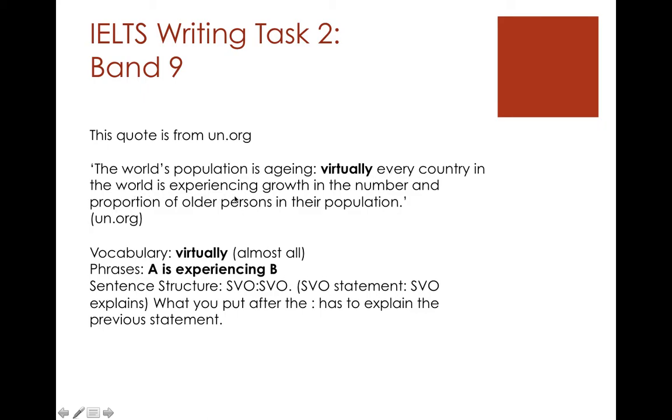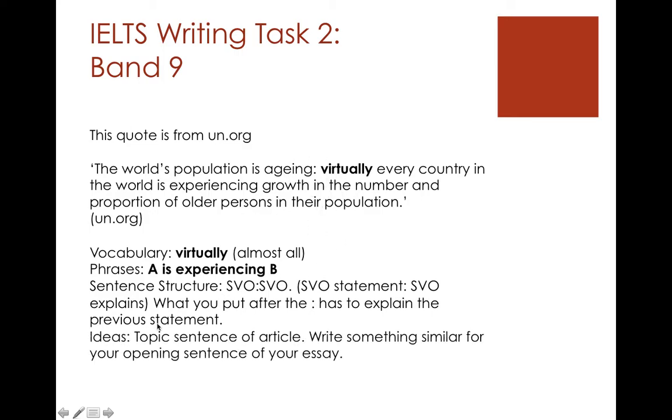Virtually every country in the world is experiencing growth in the number of proportion of older people in their population. It almost says the same thing. It doesn't actually explain that very well, but that's the concept that they're using in this sentence. And then the idea, this is the topic sentence of an article. You can write something similar for your opening sentence of your essay.